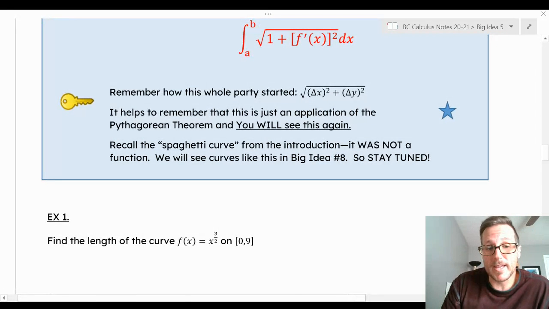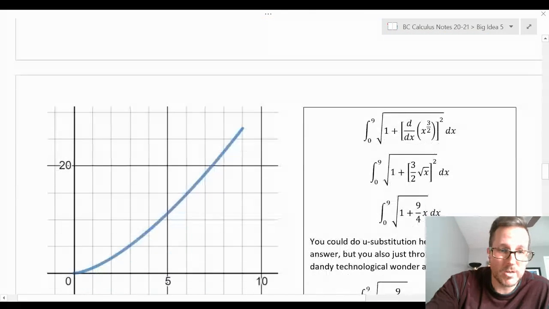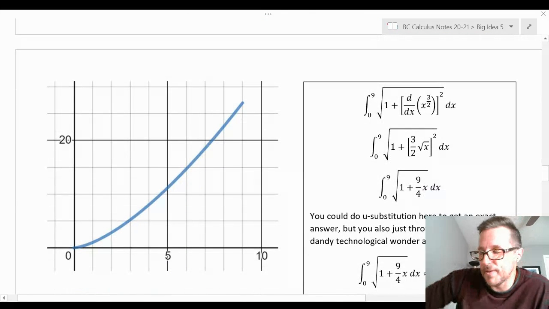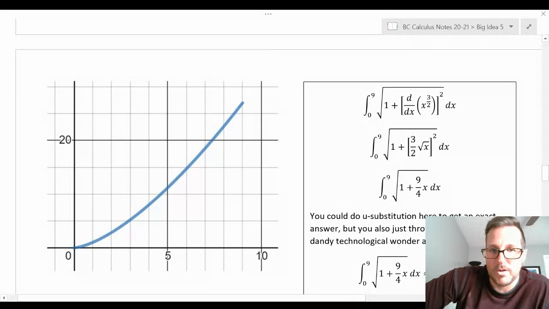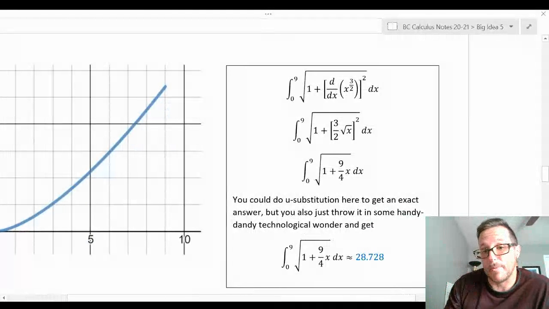So find the length of the curve x to the 3/2 on the interval 0 to 9. So here is a picture of what the curve x to the 3/2 looks like on 0 to 9. So here we go. We'll just set this thing up. So just take a look over here. We get it all set up.